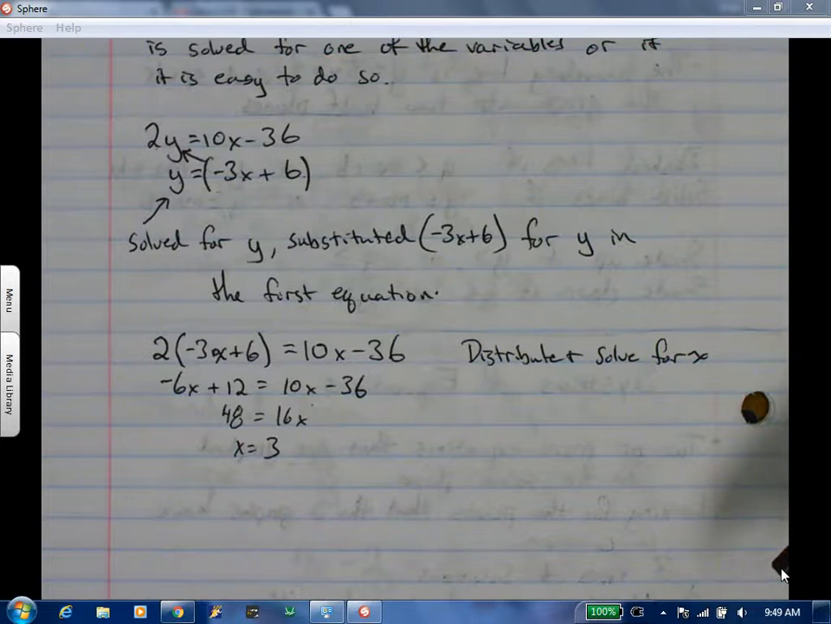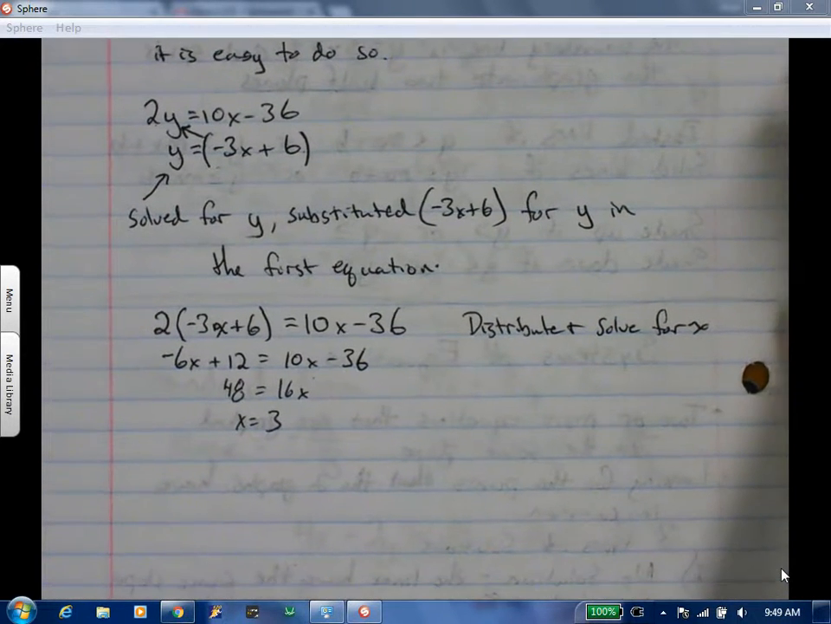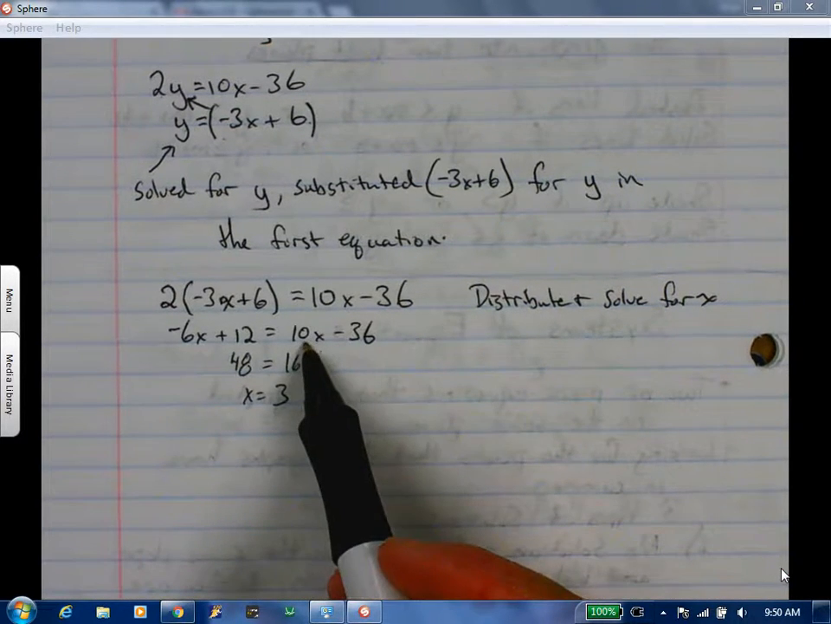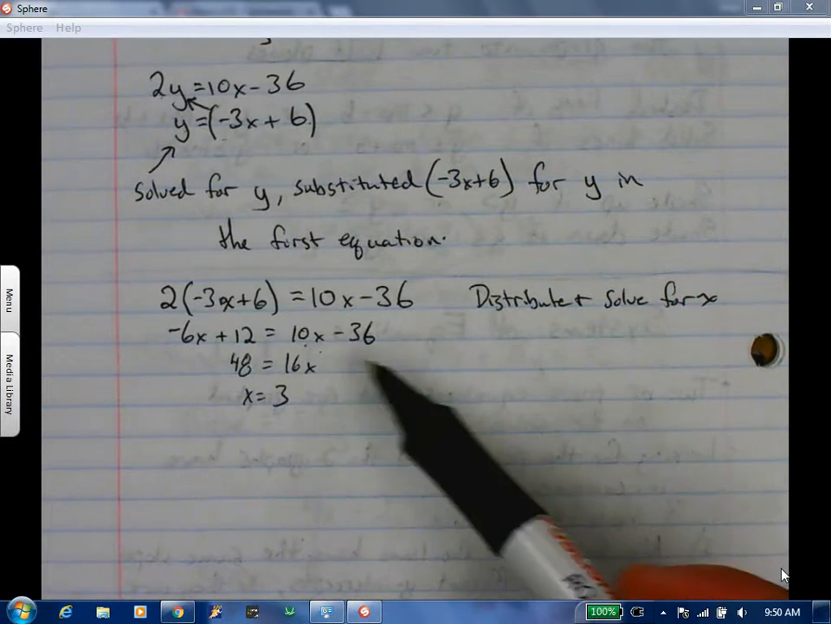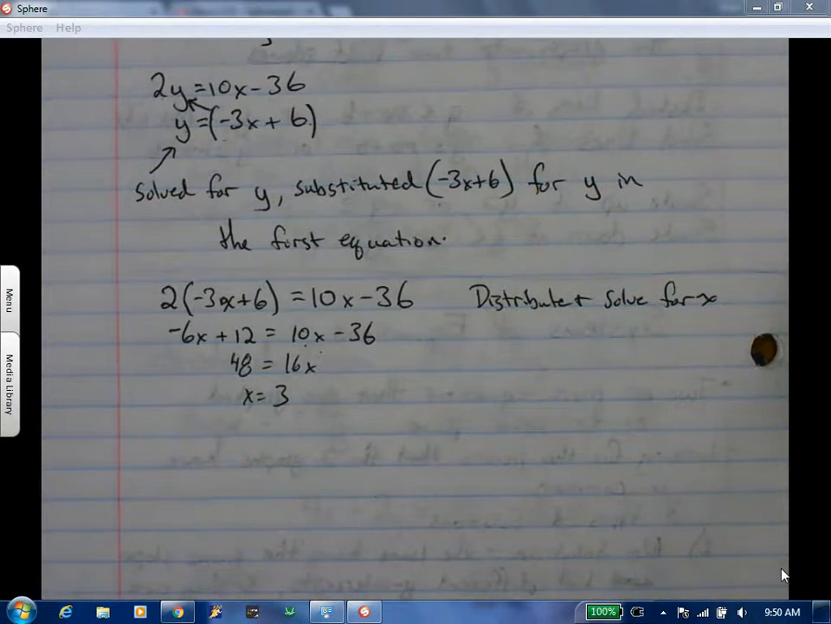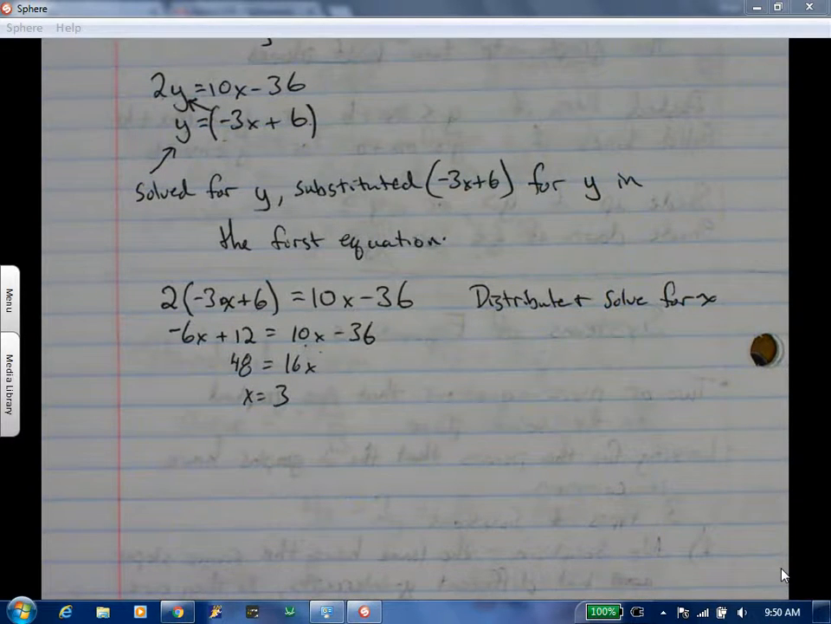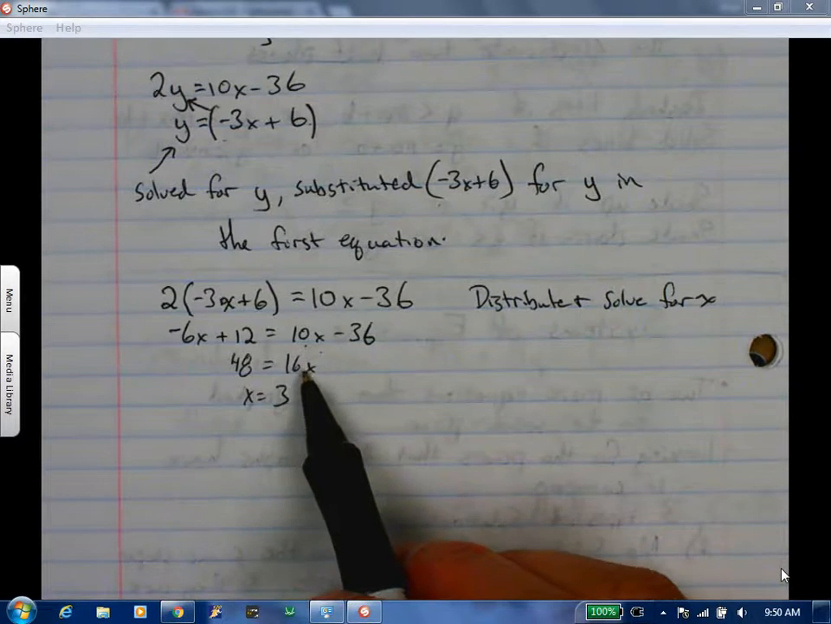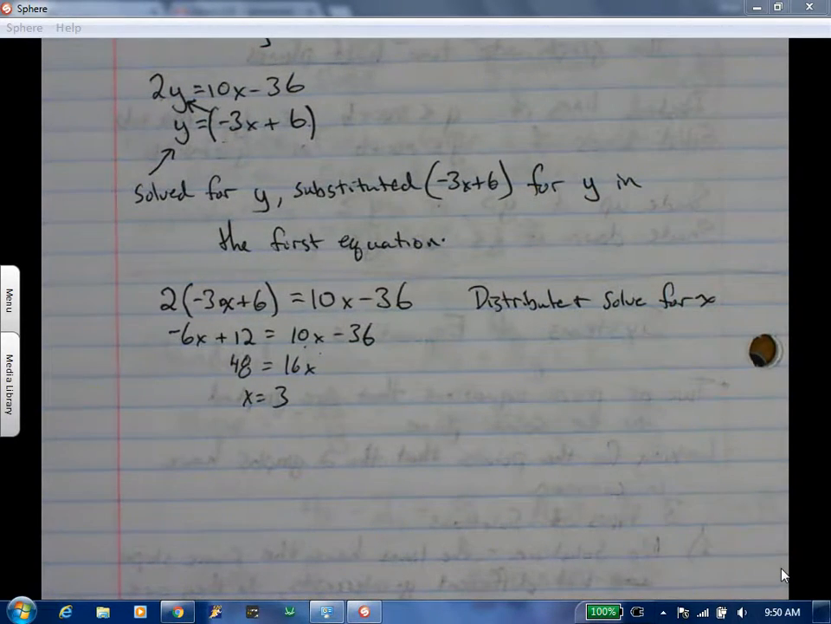Yes. 48 by 16. Good question. 48 divided by 16 because we're dividing by 16. So 48 divided by 16. Are we done? We can, but this is the x. What other variable do we have? Y. Oh. We're not done yet. Yeah, that should work out fine.